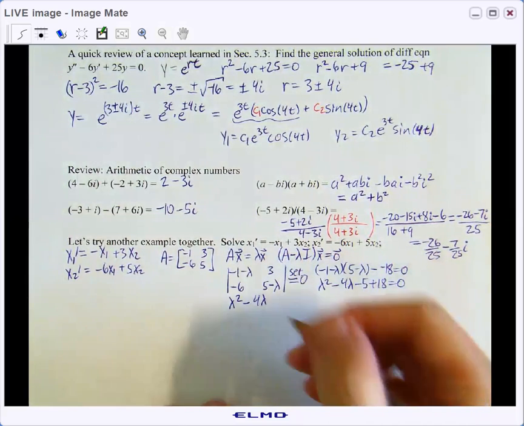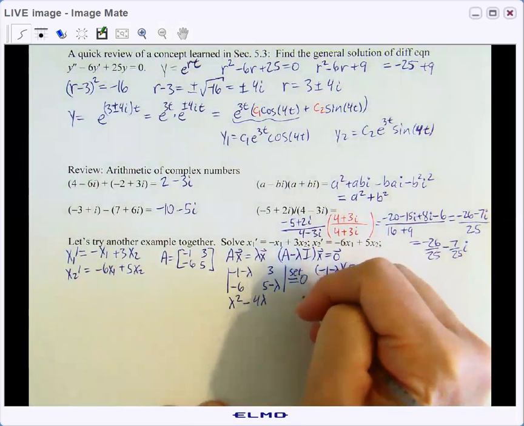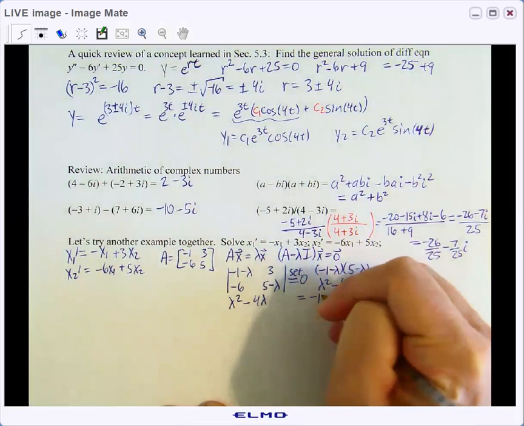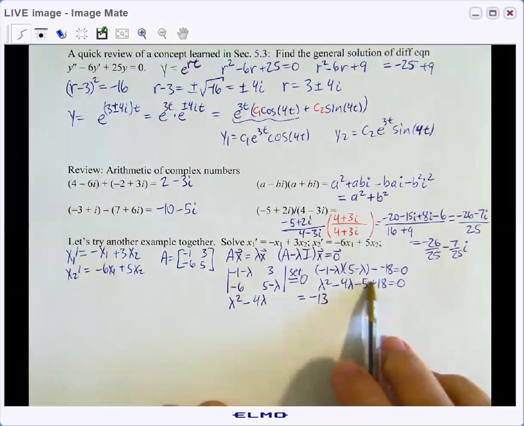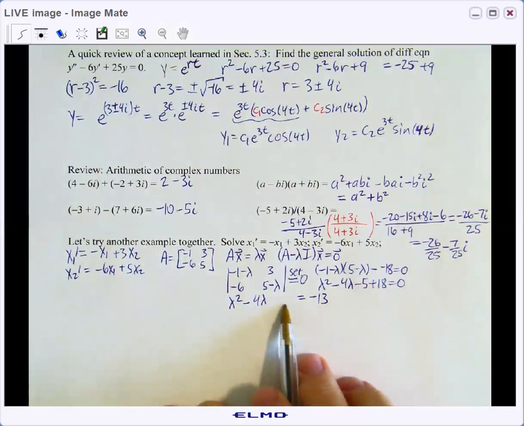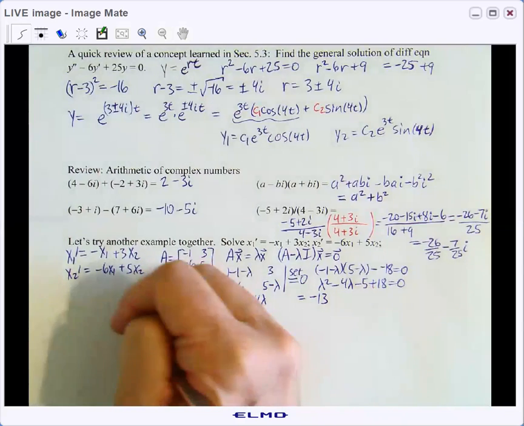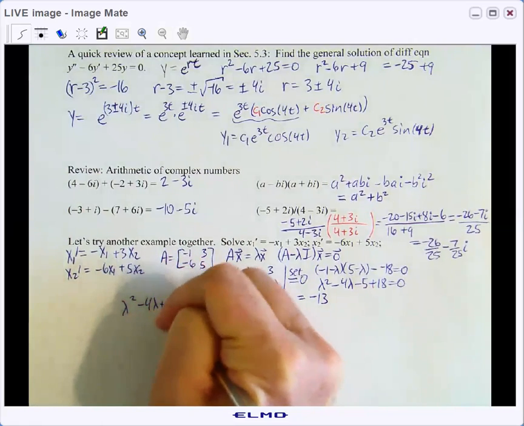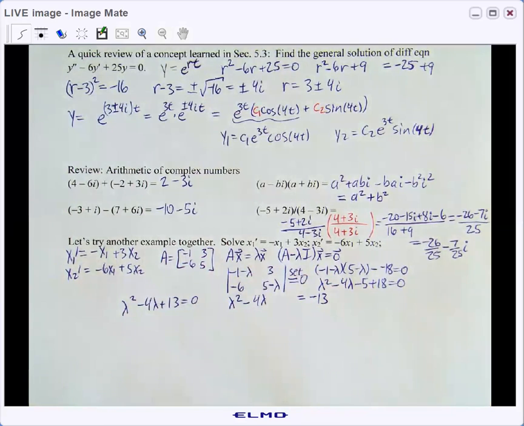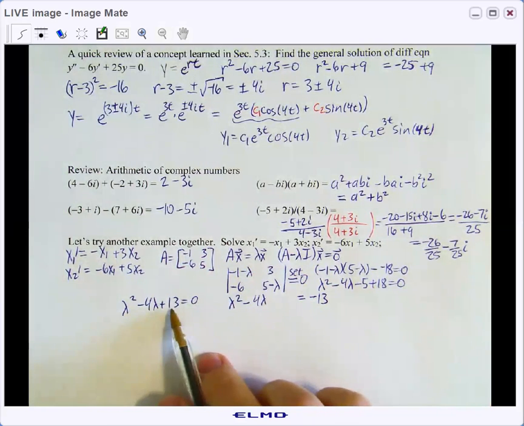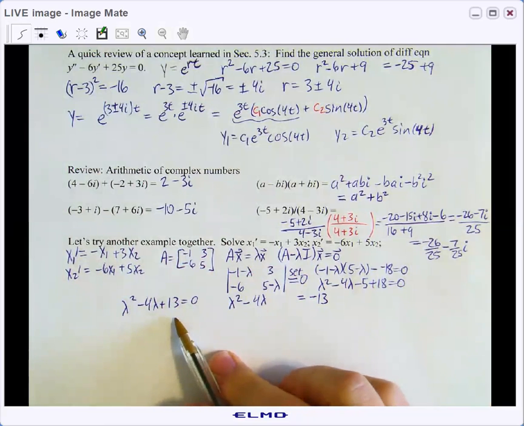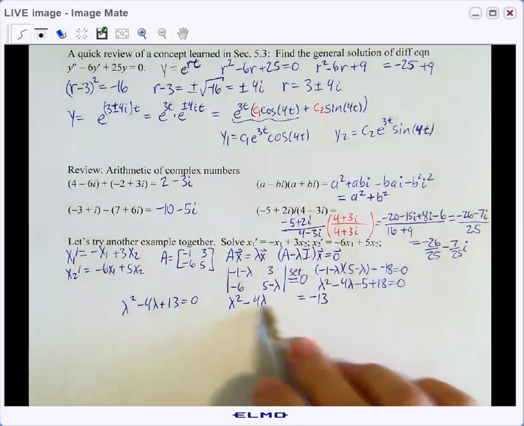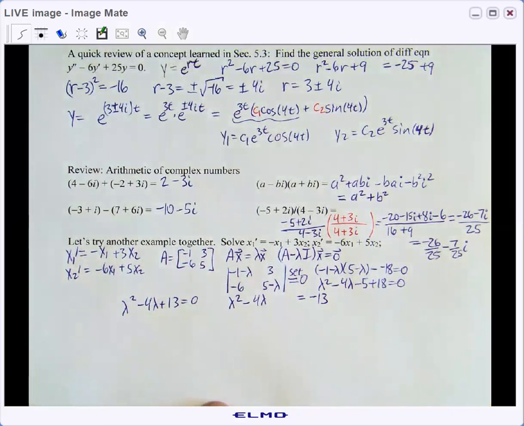plus 13 equals 0. I'm going to go ahead and write the 13 on this side, and it looks like I'll probably want to do some completing the square. Well, let me not skip that step. So lambda squared minus 4 lambda plus 13 equals 0. I couldn't find a nice thing that would factor on this, so it probably isn't going to factor over the real numbers. So let's try completing the square.